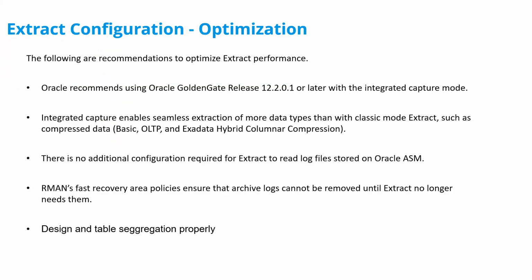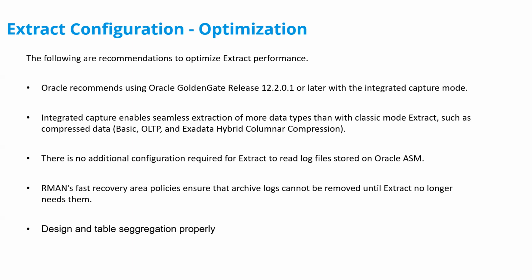So for extract, how can we optimize the extract configuration? Following are the recommendations to optimize the extract performance. Oracle recommends using GoldenGate release 12.2 or later. The latest version is now 21C, but some implementations are still on 11G GoldenGate. If you upgrade to 19C or 21C GoldenGate, you will see a huge difference. So it is recommended to go with the latest GoldenGate version.